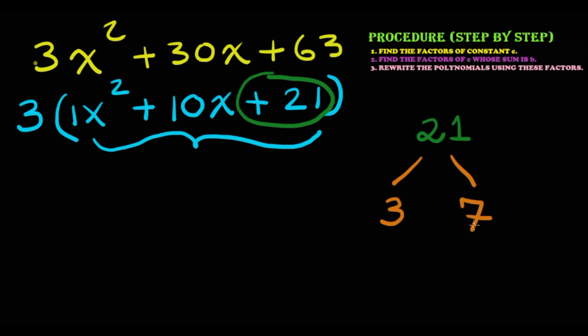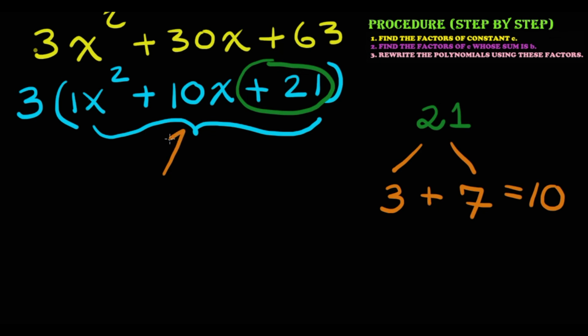Well, 3 times 7 is 21, but 3 plus 7, what is 3 plus 7? Well, 3 plus 7 is 10. Let's compare it to the b over here. You got 10. So 3 times 7 is 21, and 3 plus 7 is 10, so that's perfect. So we got the 2 numbers.